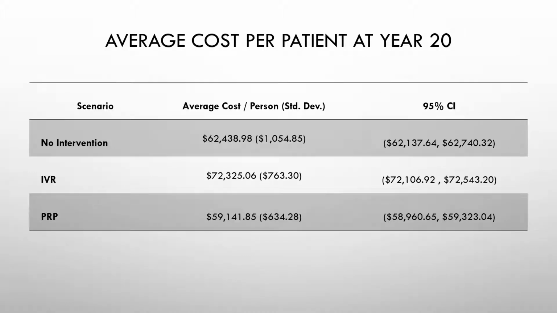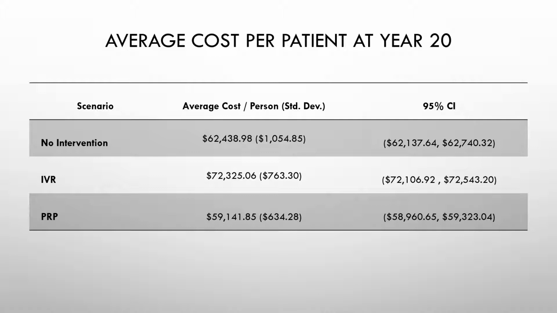This table leads to one of the key conclusions of the paper, which is the fact that PRP is preferable from a cost standpoint to IVR when considering even visual acuities, based on the assumptions that were made in this model at least. And you see drastically different results. This is in line with the cost effectiveness literature that has been done as far as using ICR ratios, so it's not surprising. What is surprising is that no intervention is significantly cheaper than IVR.